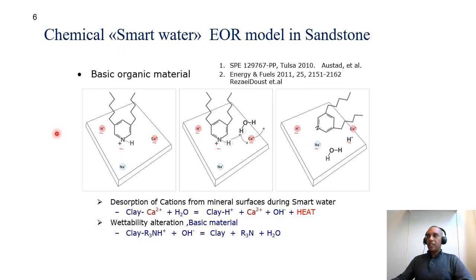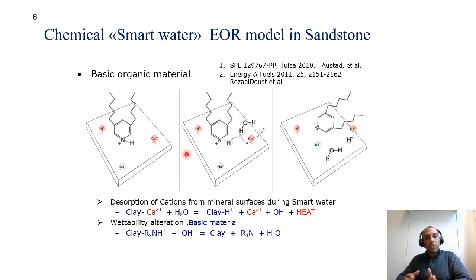So to explain this phenomenon, our group has put forward the chemical smart water EOR model in sandstones. This model simply explains how wettability alteration in sandstones occurs. Sandstones are negatively charged, and to be charge balanced, they take elements that are surrounding them. In the case of an oil reservoir, it happens that polar organic components in the crude oil can balance the charges, as well as ions and protons from the water. When the initial wettability of the reservoir is established, this is at equilibrium.